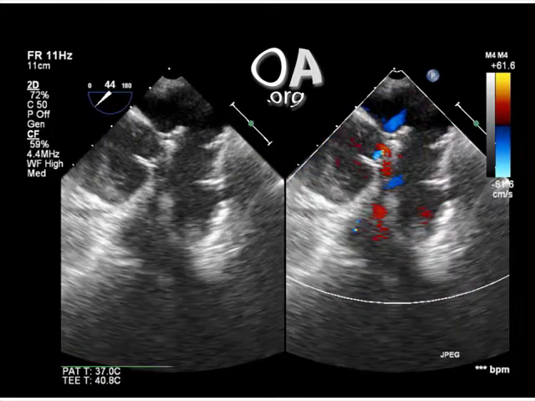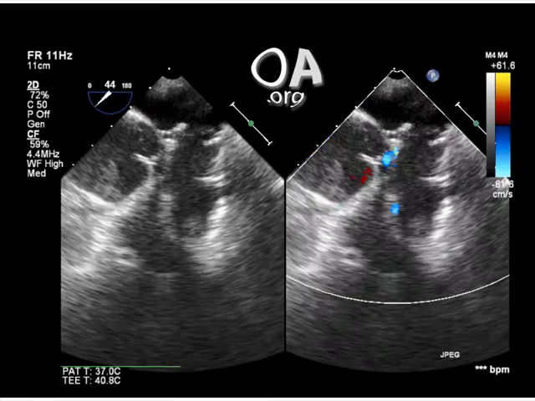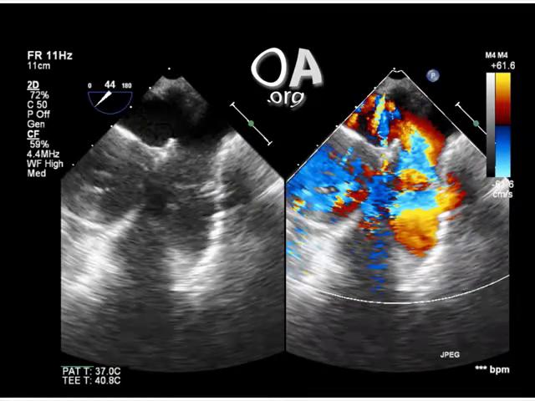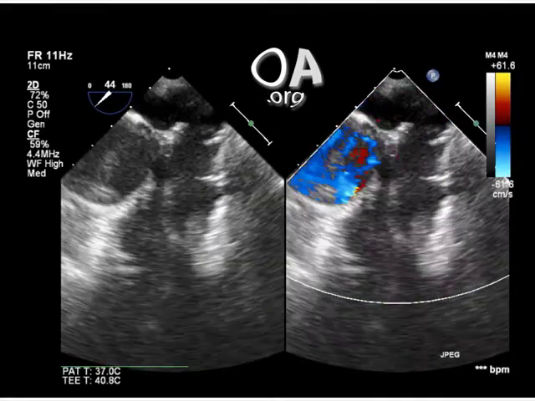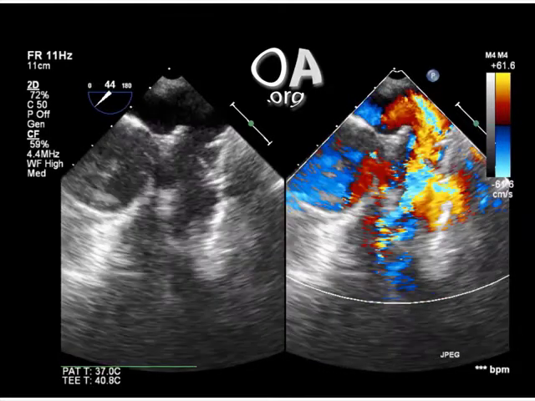This is the side-by-side view with and without color flow, showing the right ventricular outflow tract and the new pulmonary valve conduit. It appears widely patent, and there is some turbulence of flow noted, but not nearly as much as in the preoperative echocardiogram.